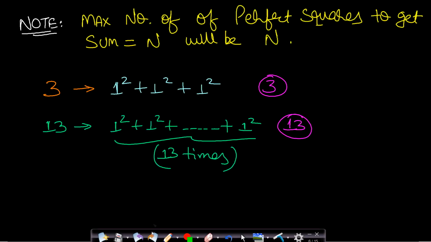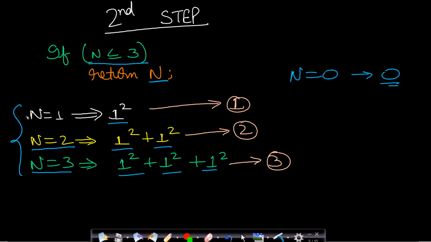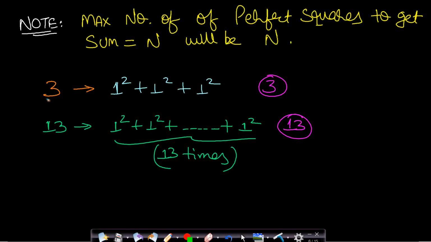Okay. So the third step is, the maximum number of perfect squares to get sum equal to n will be n. As I have shown you in the previous step, this was the worst case scenario. Given a number n, let us say the number 3, it can always be split into chunks of 1 square, 1 square and 1 square. So it will always be possible to break it into 3 parts.